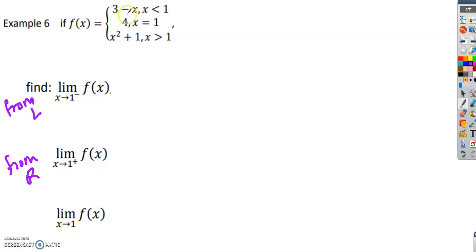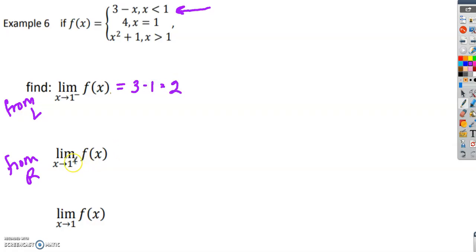So in this function here, it's a piecewise function. We have a value when x is less than 1. We have it when it's equal to 1 and when it's greater than 1. If I want to know when it's coming from the left, I want to know when it's things that are smaller than 1, which means I'm going to look at this guy. So when I plug in a 1 here, that's my limit as I'm approaching from the left. So if I plug in a 1, I get 3 minus 1 or 2. So that side approaches 2.